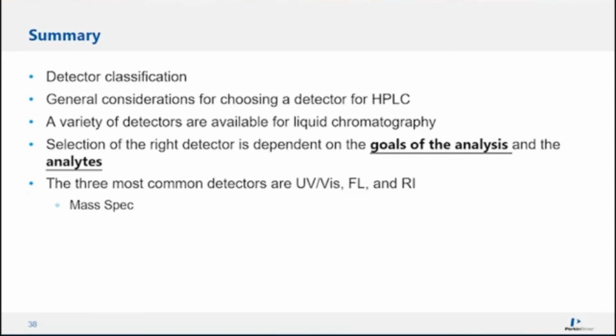Now, mass spectrometry is also listed below because it's commonly found coupled to liquid chromatography systems. It falls under a whole different price range, so we're not really going to focus on that one as much.